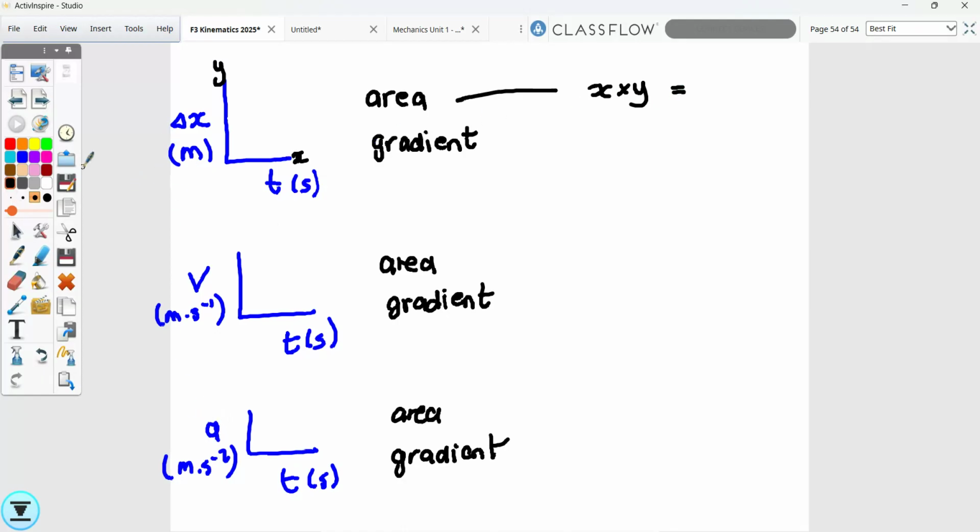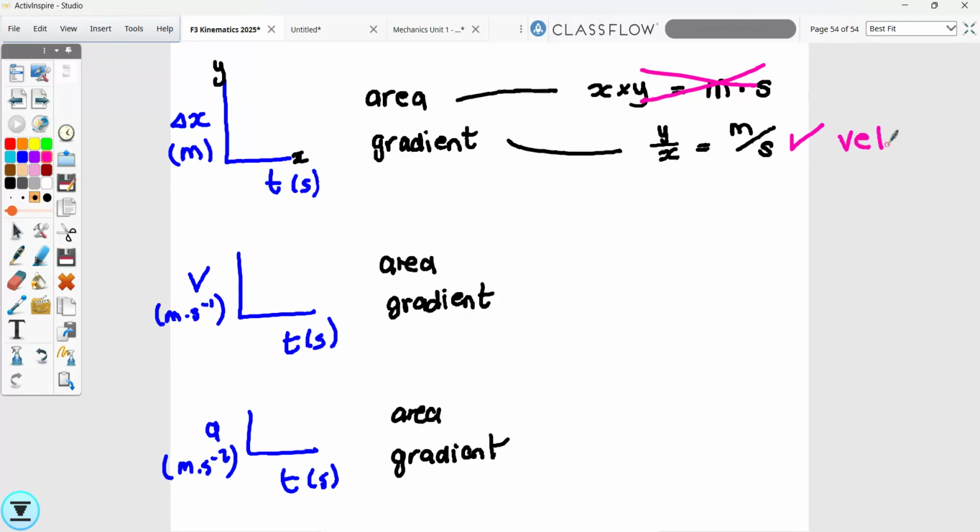So if we go and say area, it's always side times side, length times breadth, half base times height, but it's always side times side. So it's meters times by seconds. That's the area. The gradient is always y over x. So that's going to be meters divided by seconds. So you can see for yourself now that this gives me nothing. I can do nothing with meters times by seconds, but I can do something with meters per second. That is going to give me the velocity or the speed if it's in a straight line.